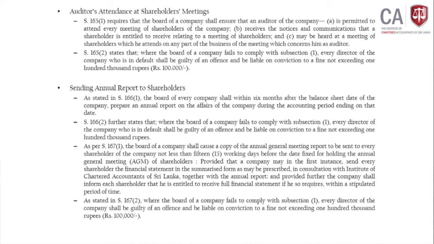So in a case where the directors were obliged to take, for example, the permission of the Institute of Chartered Accountants in relation to a summarized format of financial statement, then they should pay a penalty of 100,000 rupees.